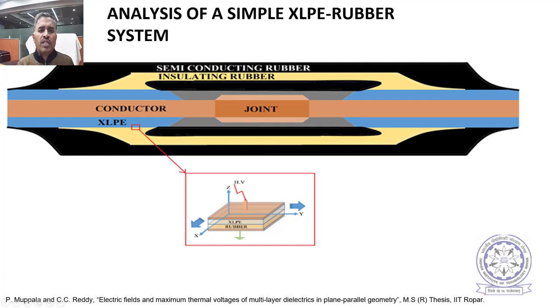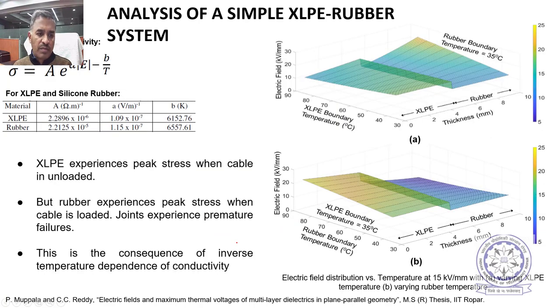Analysis of a simple XLPE rubber system. Here you can see, this is the conductor joint, insulating rubber, semiconducting rubber, and this is also semiconducting rubber here. So this portion, for example, can be approximated like this XLPE rubber multi-layer sample. How the electric field will change with temperature has been derived by one of my students, Purna Abhishek. It is in this paper, you may go through that one.